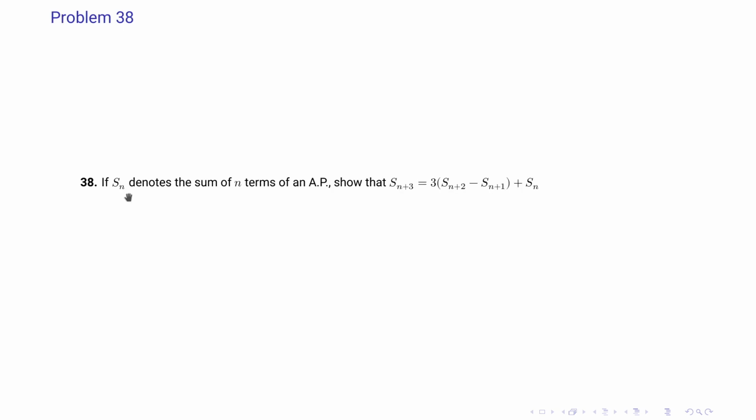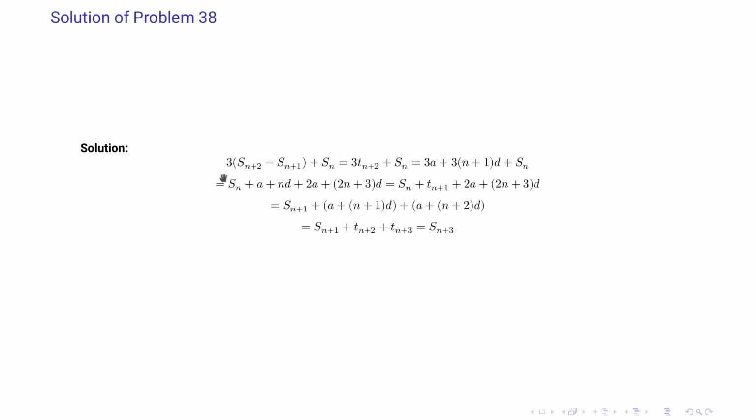Problem 38 says that if Sn denotes the sum of n terms of an AP, show that Sn+3 is equal to 3 (Sn+2 minus Sn+1) plus Sn. So we write 3 into (Sn+2 minus Sn+1) plus Sn. Now this difference would be Tn+2 because that is an extra term in Sn+2; the rest of the series remains the same. Now Tn+2 will be A plus (n plus 1) into D.